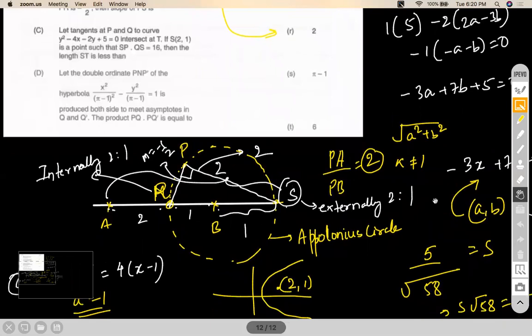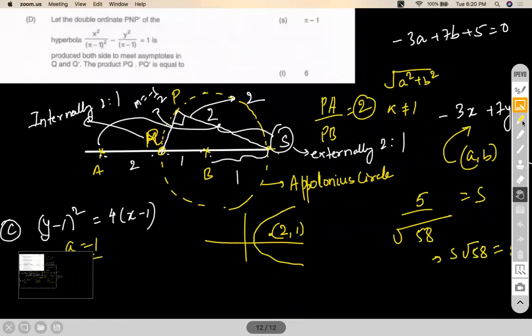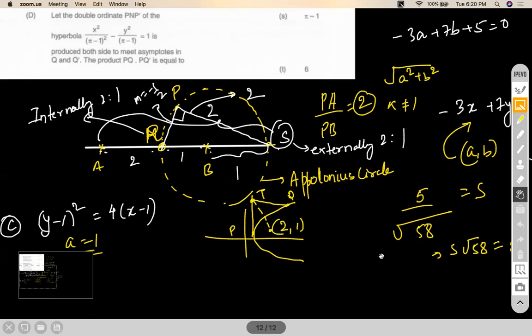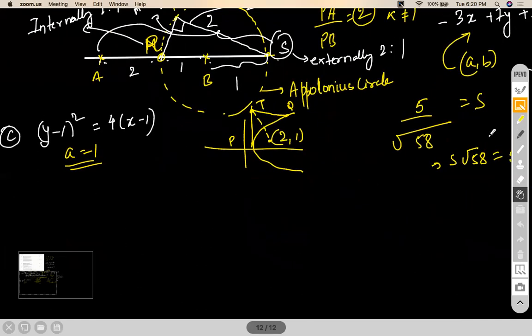Okay. Now, what is the question saying? Let tangents at P and Q to the curve intersect at T. Okay. So, let's say this is P and this is Q. The tangents intersect at T. Okay. All right. Now, everybody, please pay attention.